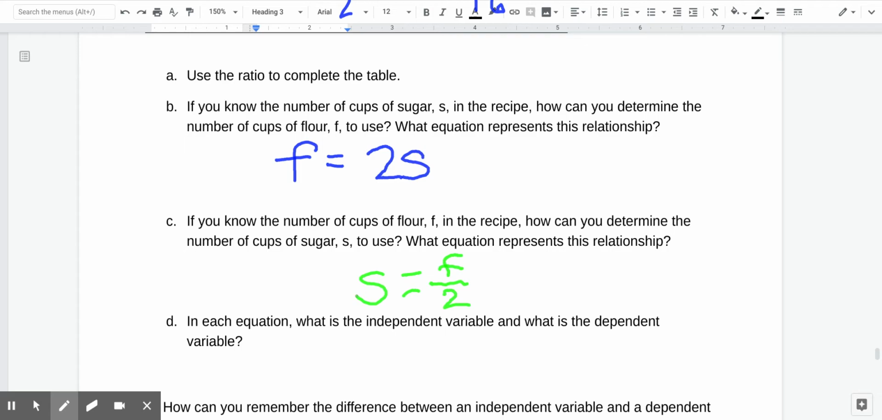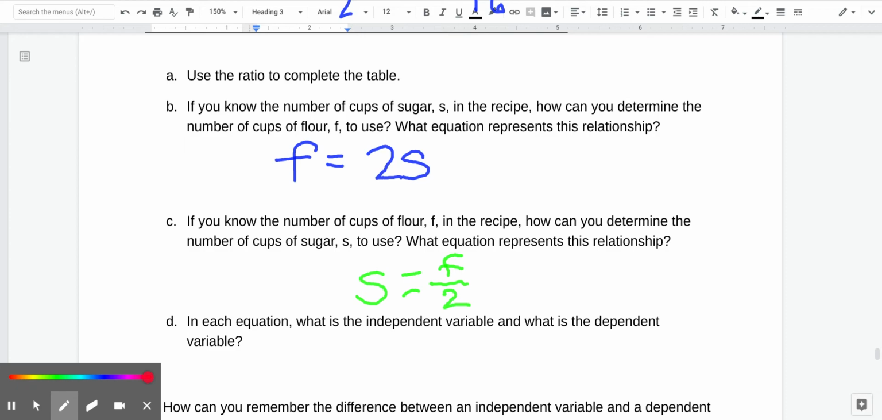The independent variable is the thing that we're changing. So let's just imagine in situation B that I know I want to make as big of a batch of sugar cookies as I possibly can, but I only have a certain amount of sugar. I have tons of flour. I don't have to worry about that, but I only have a certain amount of sugar.